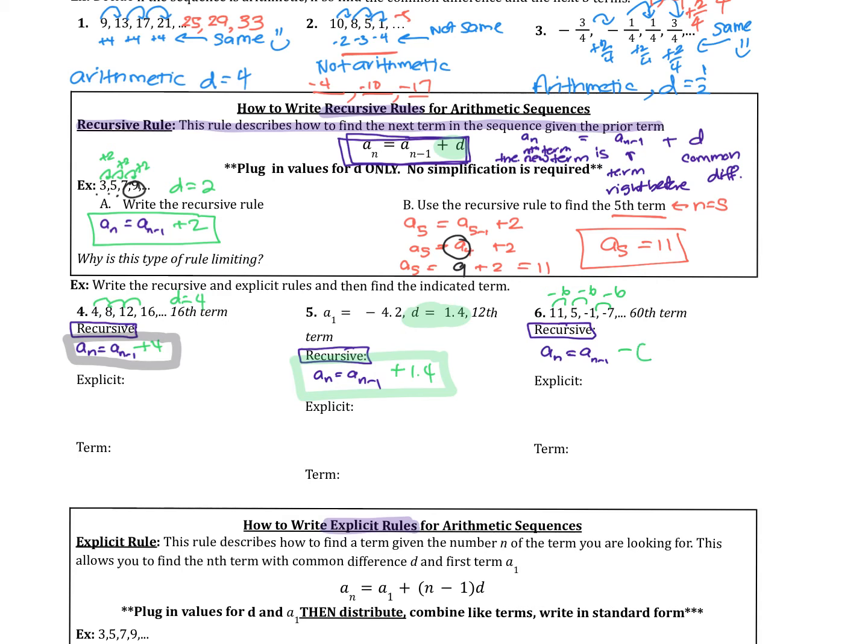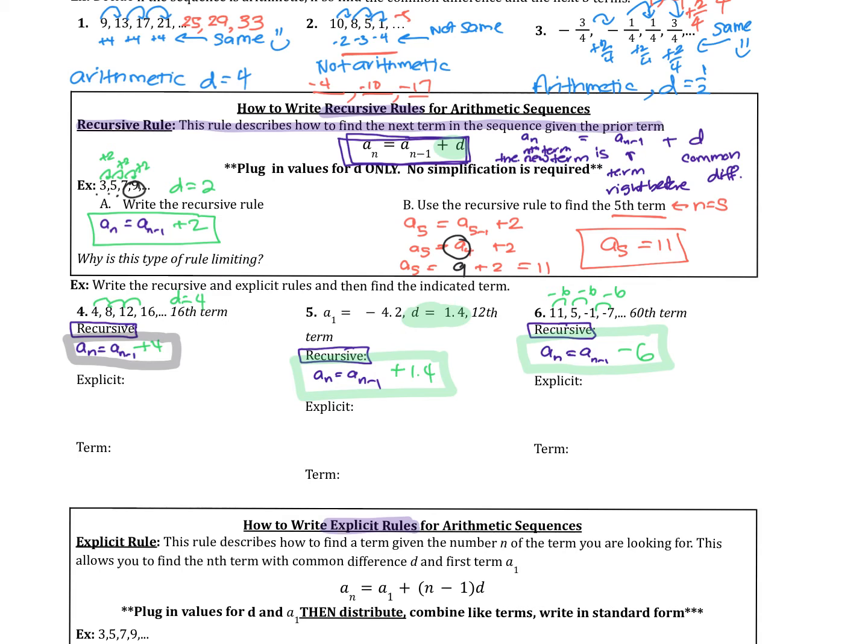Hopefully you noticed that this pattern was subtracting 6, so a sub n equals a sub n minus 1 minus 6. So to recap what we just did, we just created a rule that tells you how to find the next term given the term before.